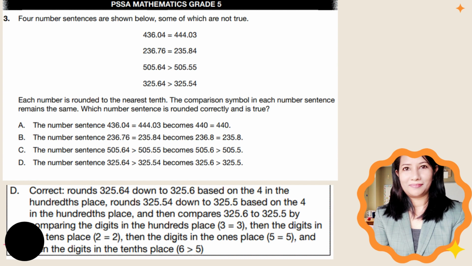First you need to round 325.64 down to 325.6 based on the 4 in the hundredths place, and round 325.54 down to 325.5 based on the 4 in the hundredths place, and then compare 325.6 to 325.5 by comparing the digits place by place. So the correct answer is D, that is the number sentence 325.64 less than 325.54 becomes 325.6 is less than 325.5. Alright, so let's go to the next one.